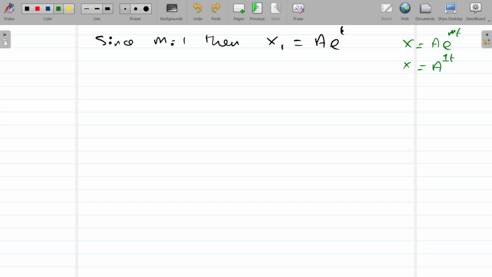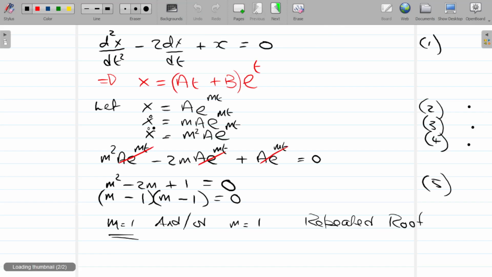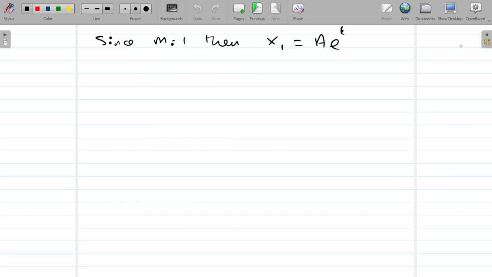So anyway, let me just erase that, and we'll call that equation 6. So we've got equation 6 there. That's one of our first solutions. So we know that's a solution to equation 1, and that it solves it.